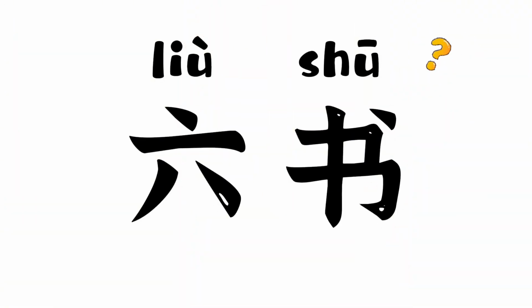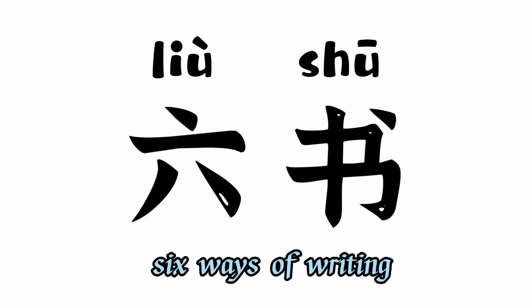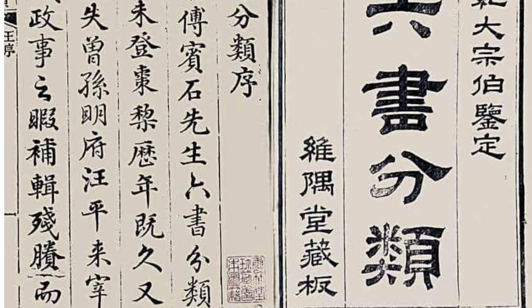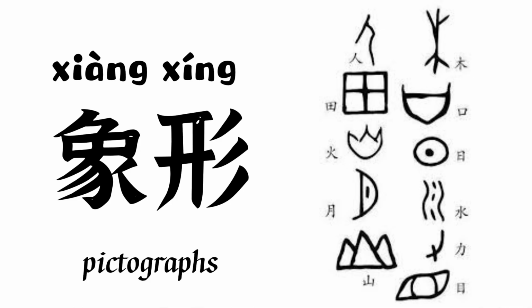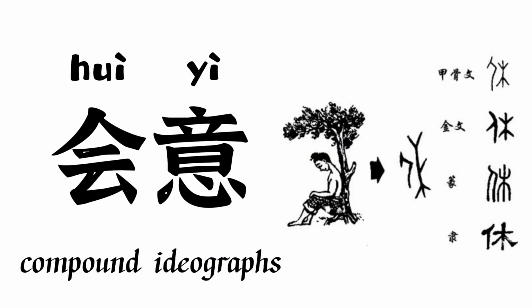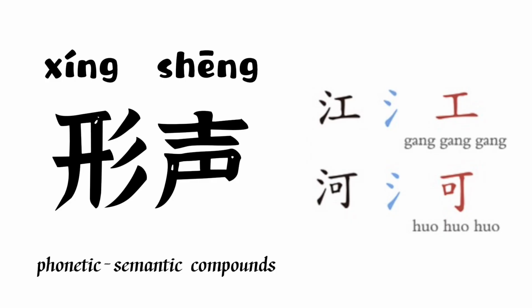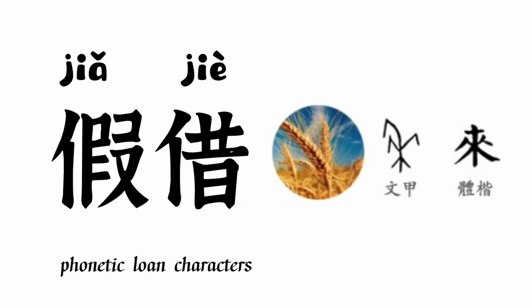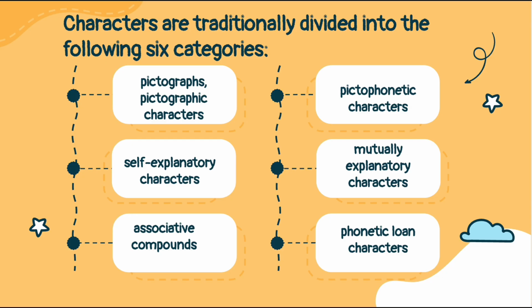What is liùshū? Liùshū literally means 6 ways of writing. The ancient Chinese scholars used these 6 methods to explain how characters are formed. They are 象形 pictographs, 指示 simple ideographs, 会意 compound ideographs, 形声 phonetic semantic compounds, 转注 mutually explanatory characters, 假借 phonetic loan characters. Do not worry if these sound new. Now let's look at each one with some examples.